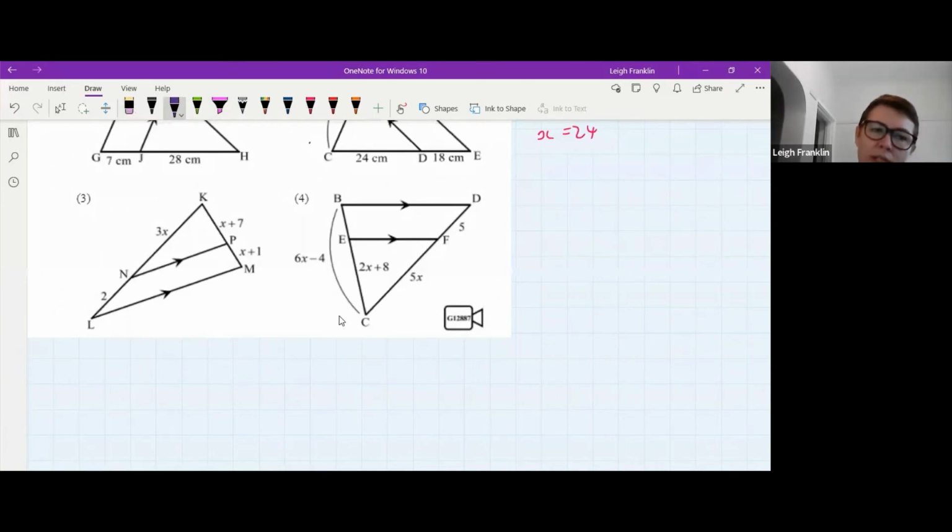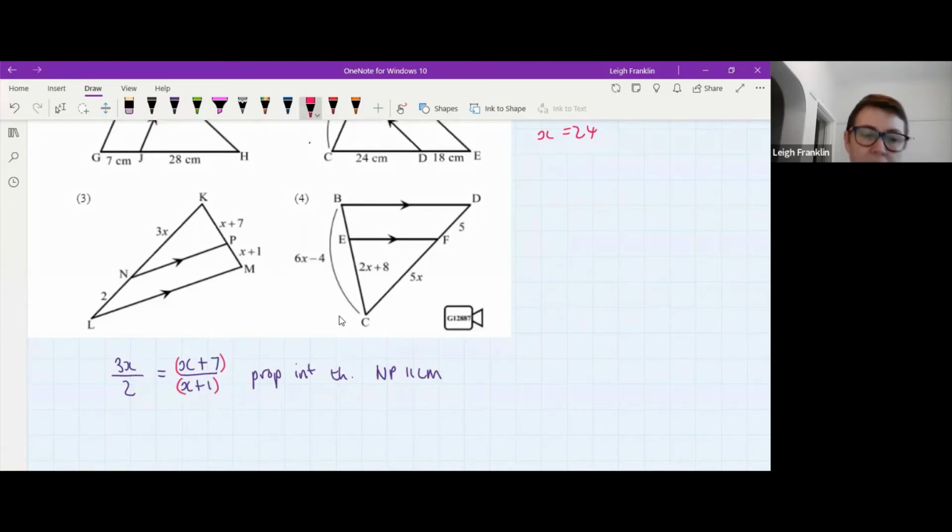You can see that side NP is drawn parallel to side LM. That means that it cuts sides KL and KM into the same proportions. So in other words, side KN, which is 3x over 2, is cut in the same proportions as KP, which is x plus 7, over side PM, which is x plus 1. So proportionality, intercept theorem, NP parallel to LM. Always write your statement and then your reason. Now, you are going to be cross multiplying.